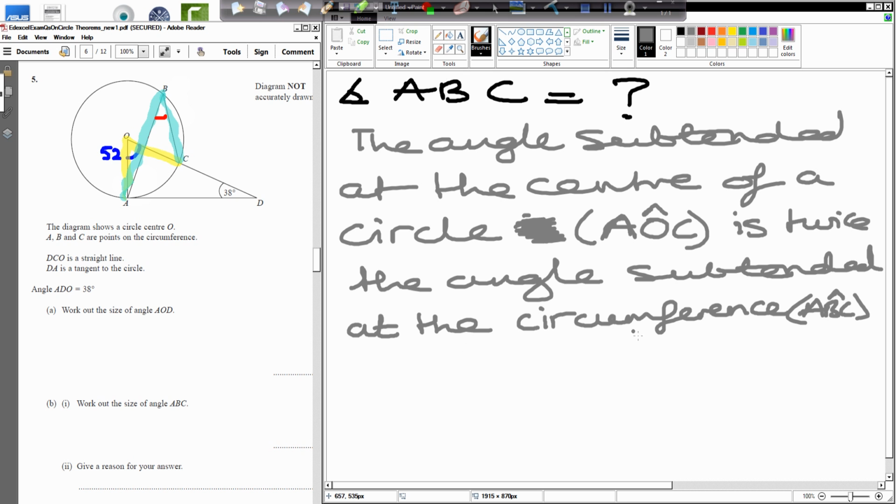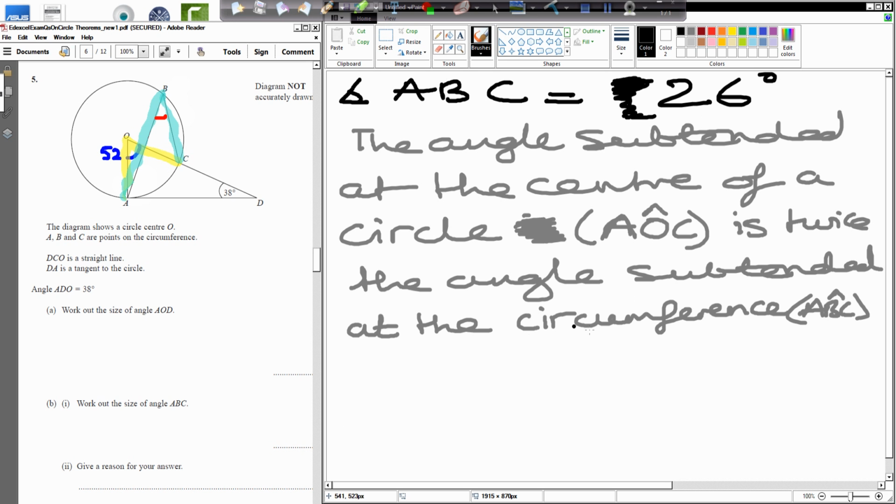So what is that going to be then? This one here is double that one. So what's the angle going to be equal to then? It's going to be equal to 26. This one here is double that one, so this is half of that one, isn't it? So that's the answer for that one.